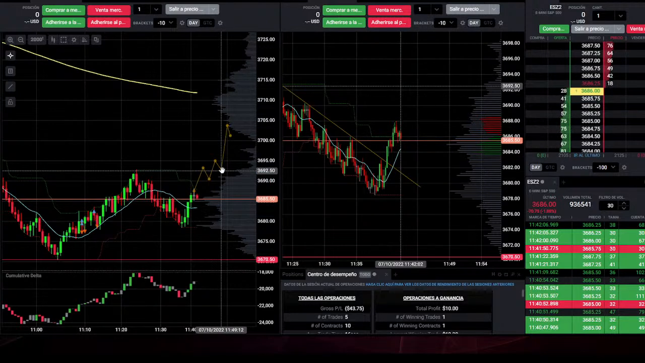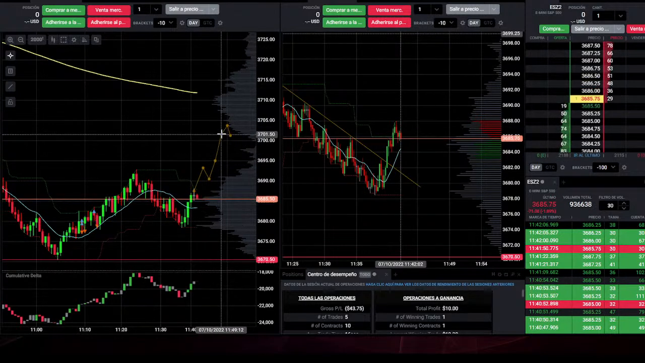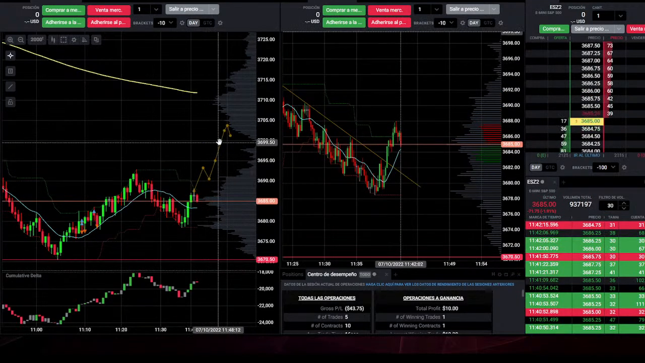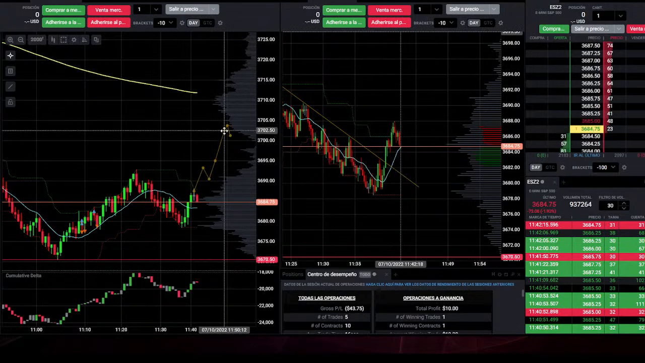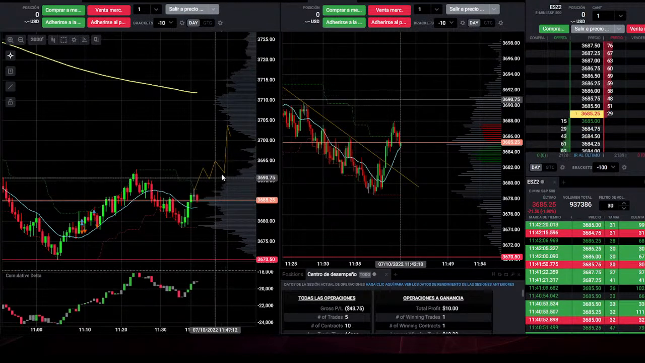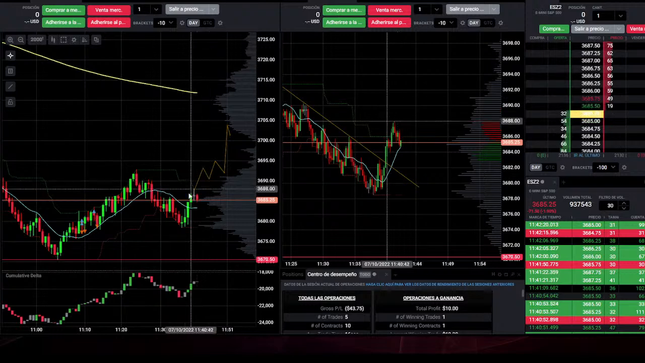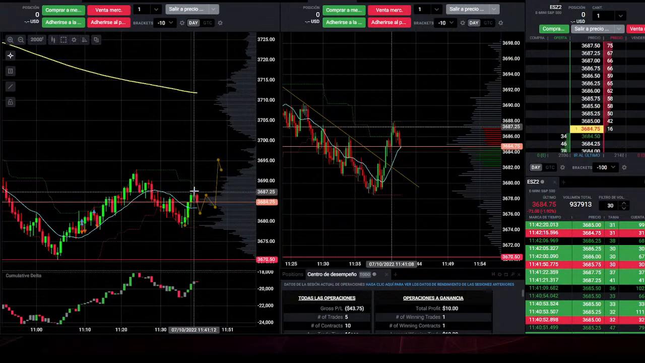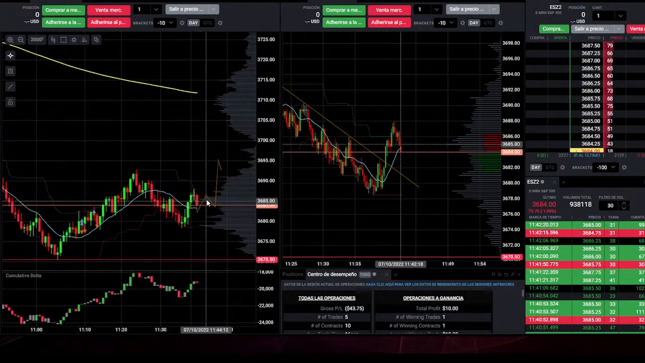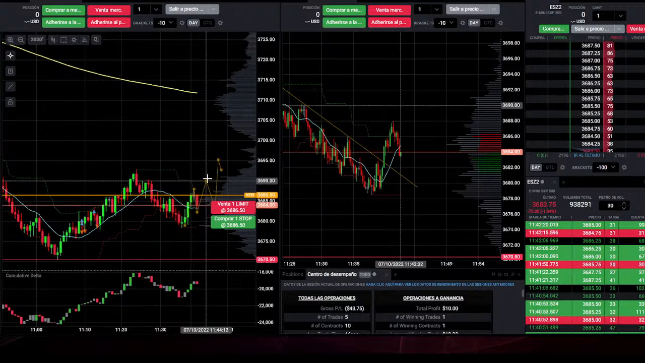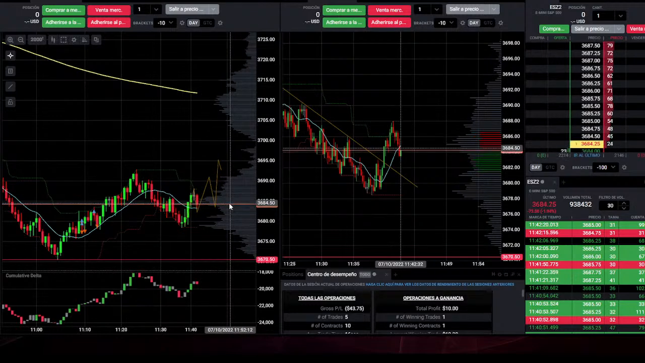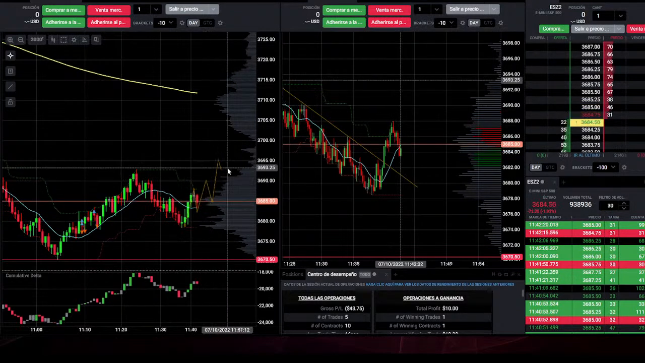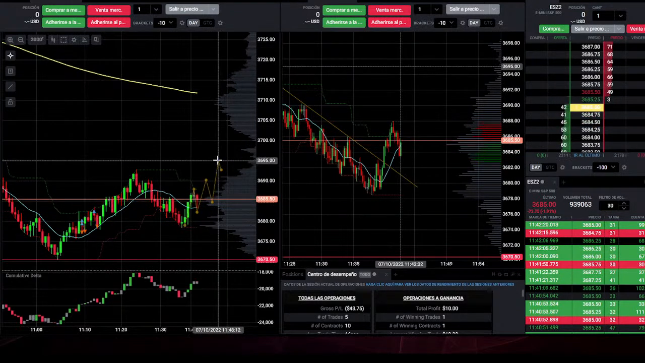So let's see. Yeah, like just going up without retracing, and this is even stronger. I would really like to get the retrace because I would like to enter a trade. But let's see. Let's see what I would like. Something like this would be optimal.